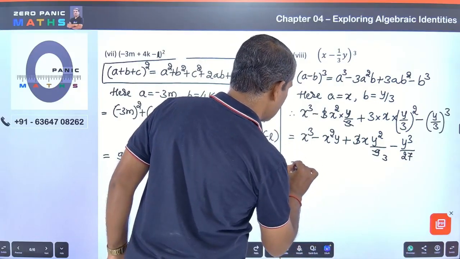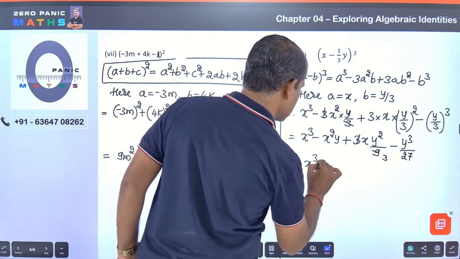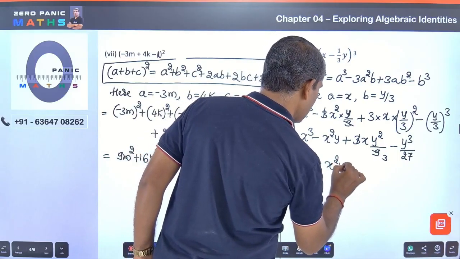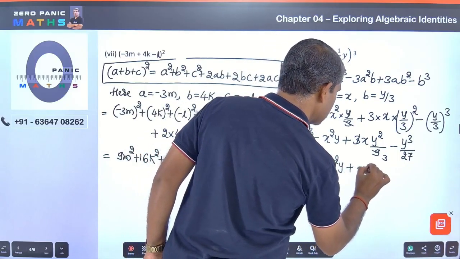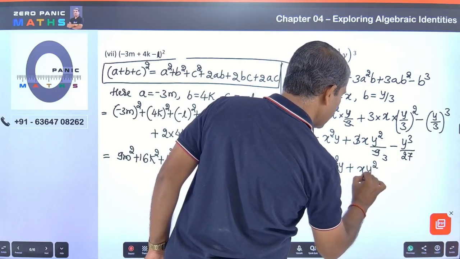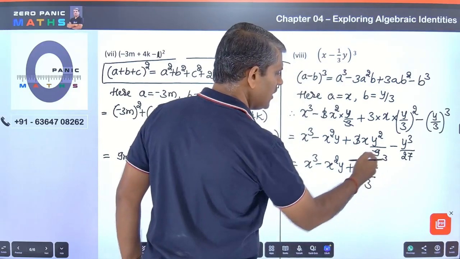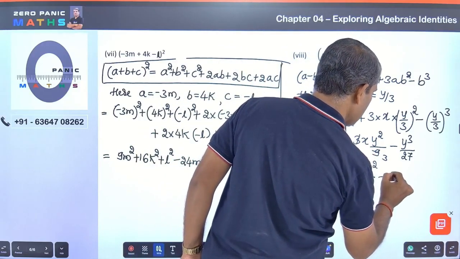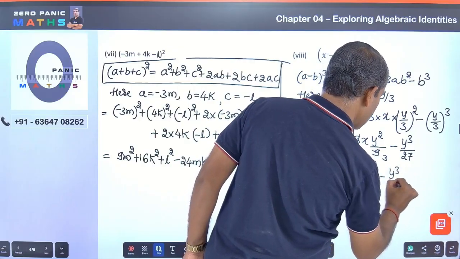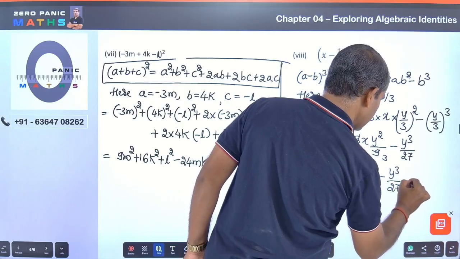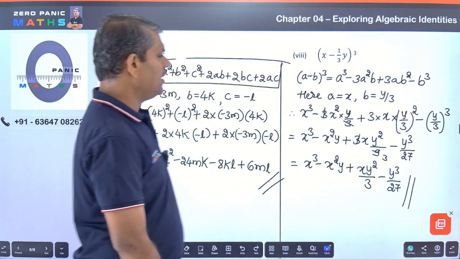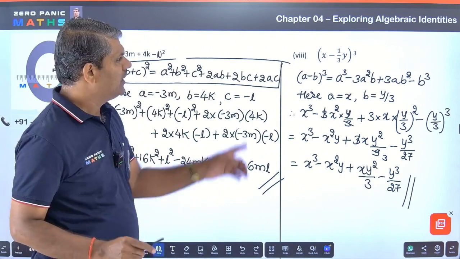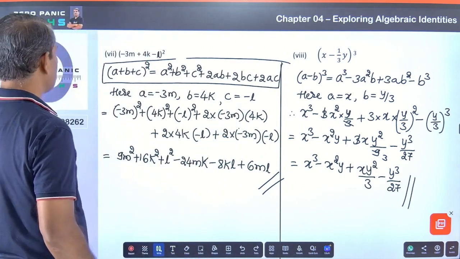Now what remains finally is x cube minus x square y plus x y square divided by 3. There is a 3 here, shouldn't forget it. And finally minus y cube divided by 27. So this is the final step of that expansion. Let us quickly move to the next problem now.